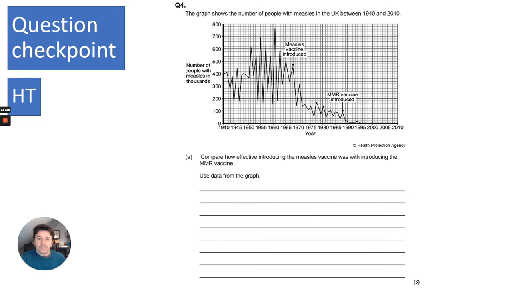Question 4. Okay, so again, here's one about using data. So I'd like you to pause, read and answer in 3, 2, 1. Okay, so they give you a set of data, and it shows when the measles vaccine was introduced and when the MMR vaccine was introduced. And it says compare how effective introducing the measles vaccine was with introducing MMR. And it does say use the data.